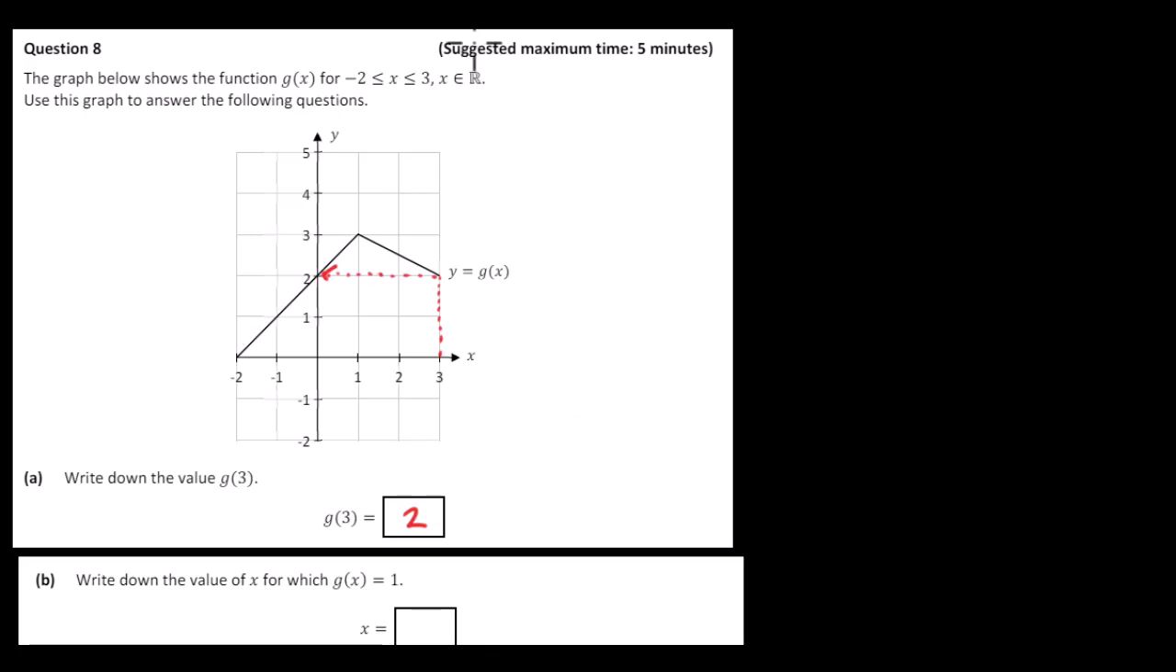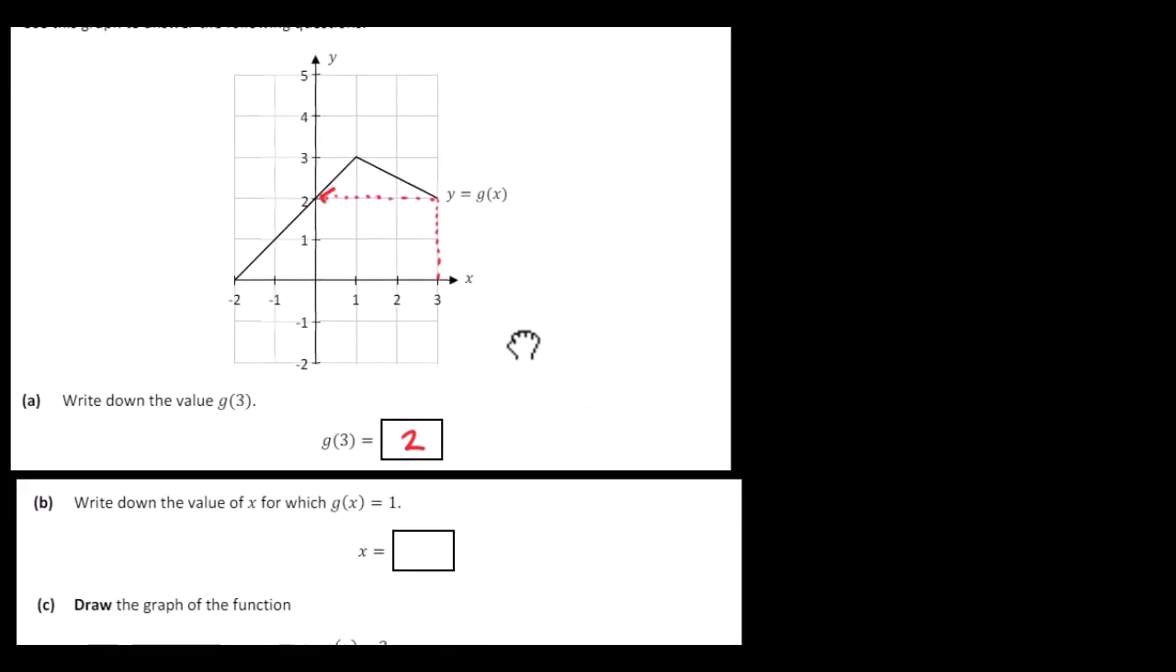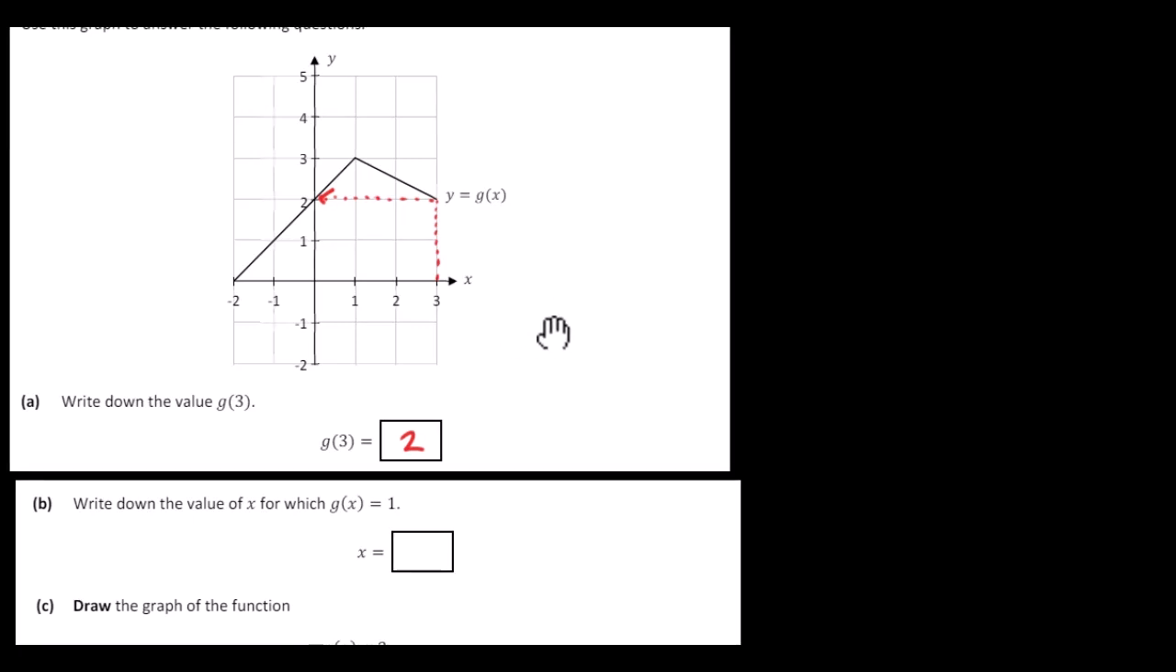So the second part of this question says, write down the value of x for which g of x is equal to 1. G of x is equal to 1. So g of x, remember, is just y. Y is equal to 1. We've got to work out the value for x when y is 1.